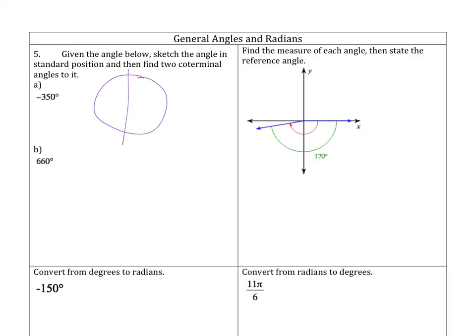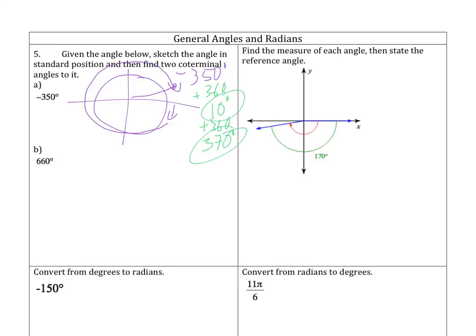Sketching in standard position. Negative means I'm going clockwise. 350 means almost all the way around. To find coterminal angles, I might add 360, and I get 10 degrees. I might add another 360, and I get 370 degrees. Those two are both coterminal to that angle.